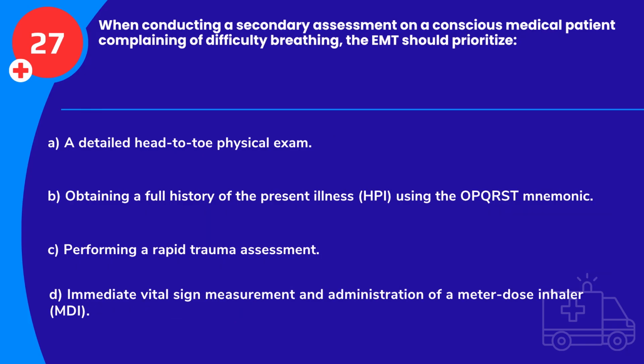healthcare. Question 27. When conducting a secondary assessment on a conscious medical patient complaining of difficulty breathing, the EMT should prioritize A. a detailed head-to-toe physical exam. B. Obtaining a full history of the present illness, HPI, using the OPQRST mnemonic. C. Performing a rapid trauma assessment. D. Immediate vital sign measurement and administration of a metered-dose inhaler, MDI.